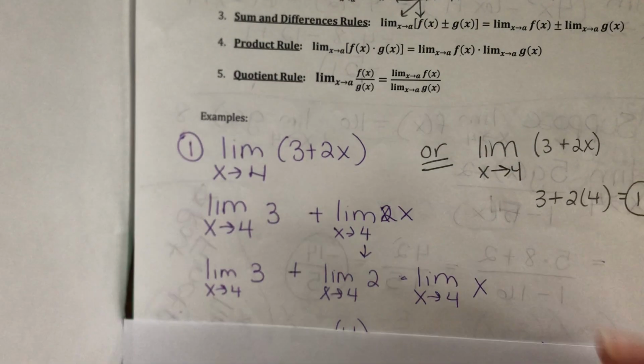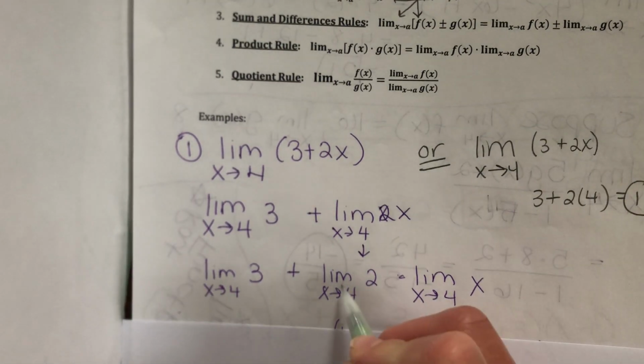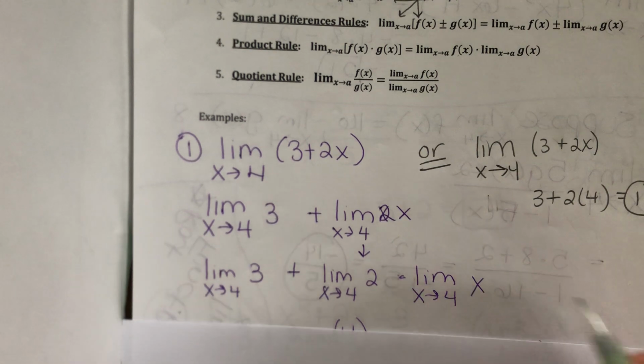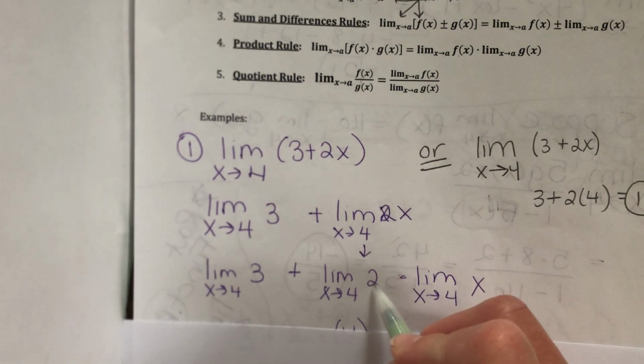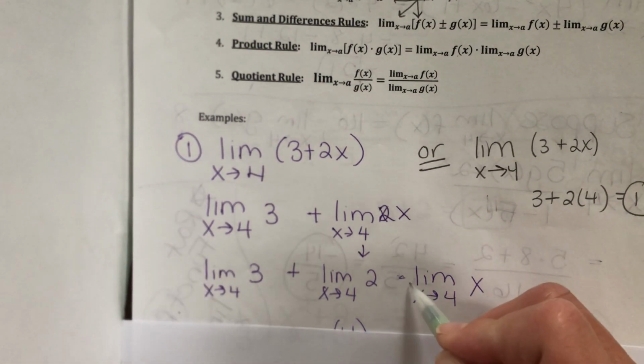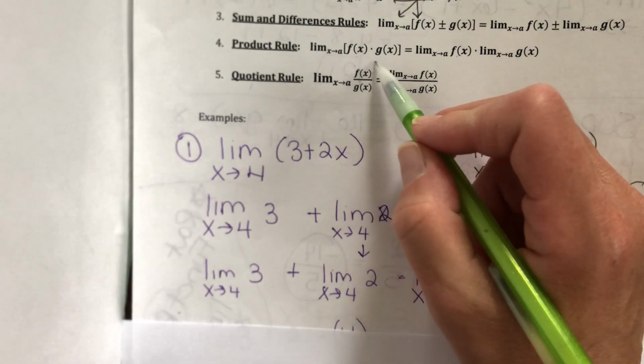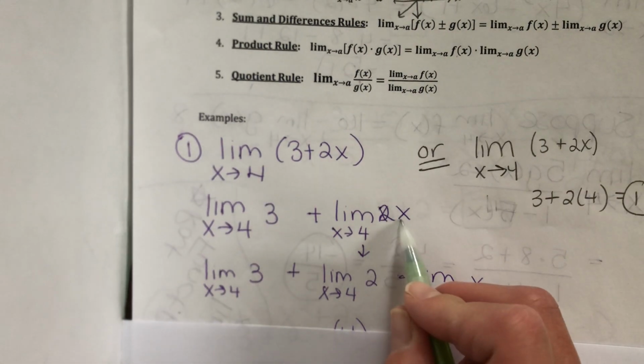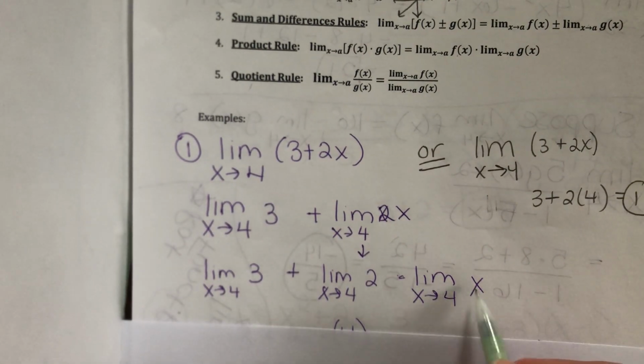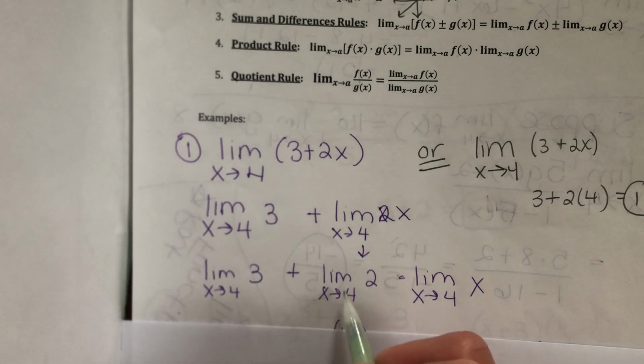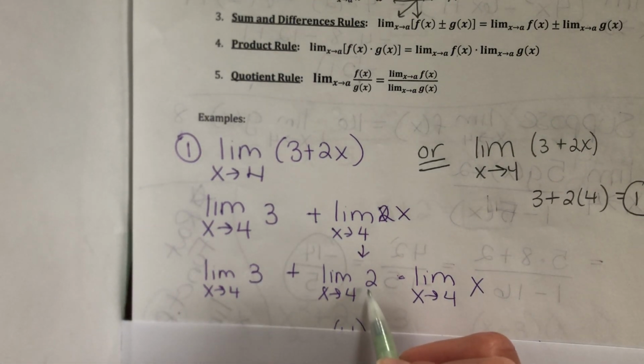So if I do the next part, the limit of 2 times the limit of x, that's using the product rule because it's 2 times x, so the limit of 2 times the limit of x. So if I just do the limit of 2, again, that brings me back to my constant rule.